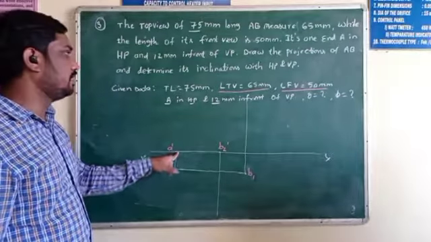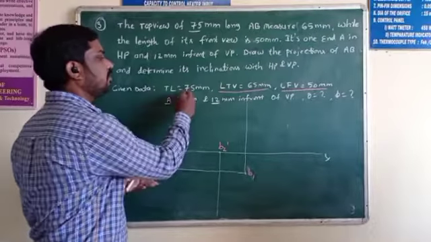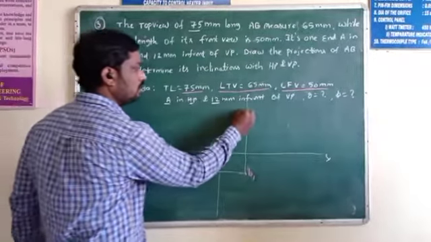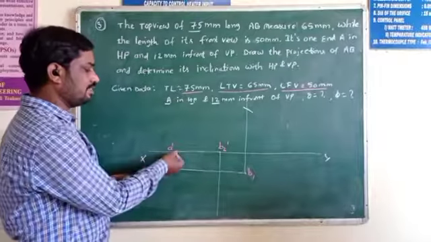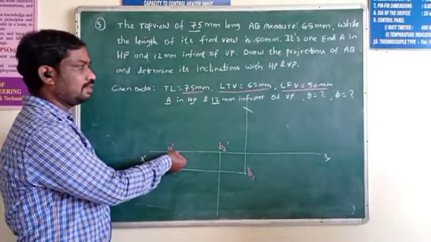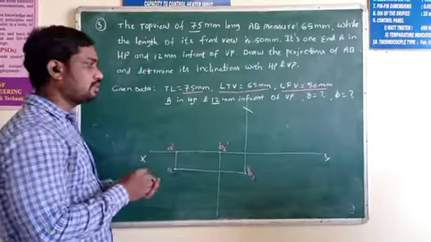A dash is center. What is the true length? It is given 75 mm. So cut the arc on this line. So A dash is center. Take a compass. What is the length? It is given 75 mm.